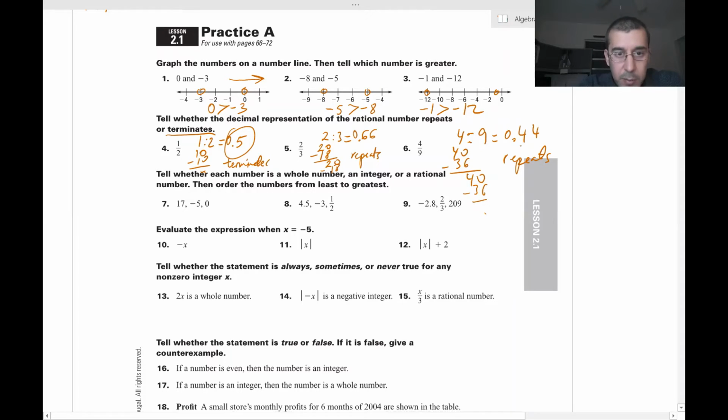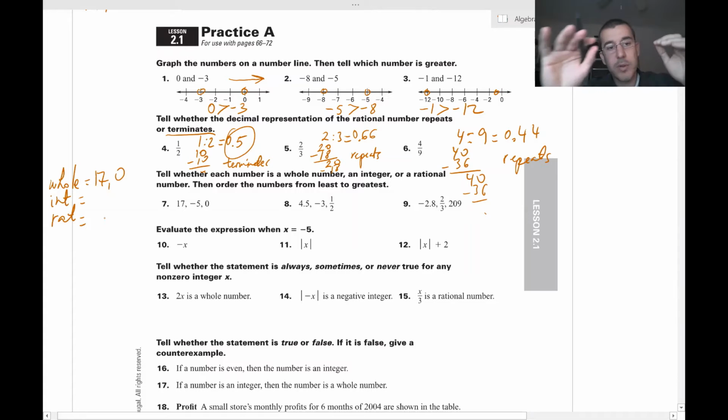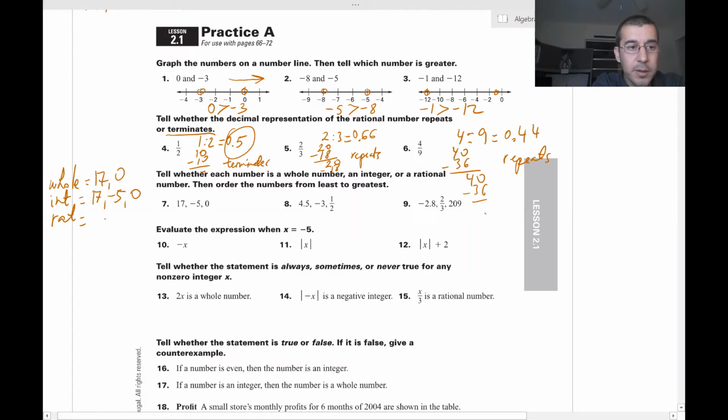Number 7. Tell whether each number is a whole number, an integer, or a rational number. Then order the numbers. Okay, so we have whole, integer, rational. 17, yes, it is a whole number because whole numbers start from 0, 1, 2, all the way to plus infinity. 17, yes, it's a whole number. Minus 5, no, it's not a whole number. 0, yes, it is a whole number. Integers, minus infinity all the way to 0, plus infinity. 17, yes. Minus 5, yes. 0, yes. Rational numbers, all 3.